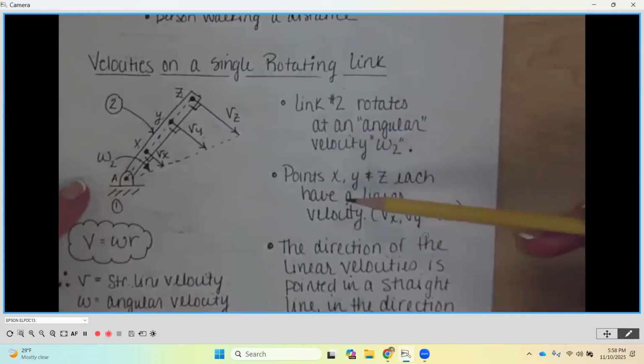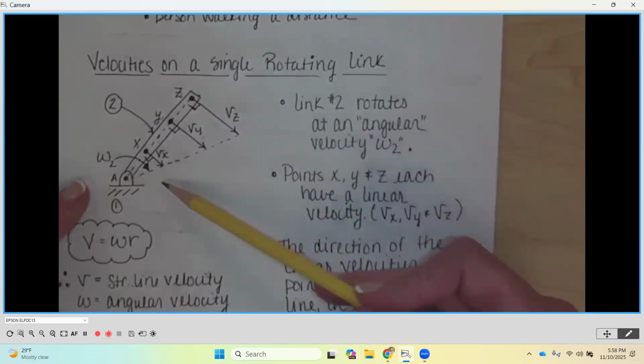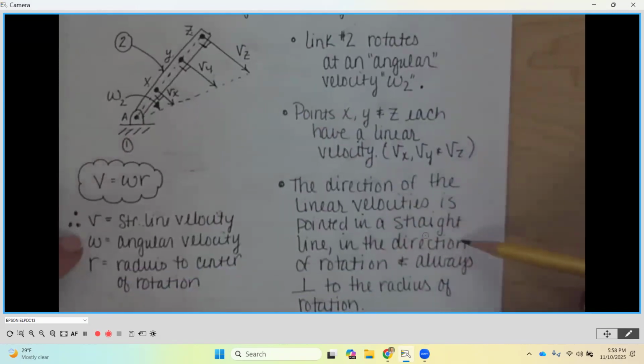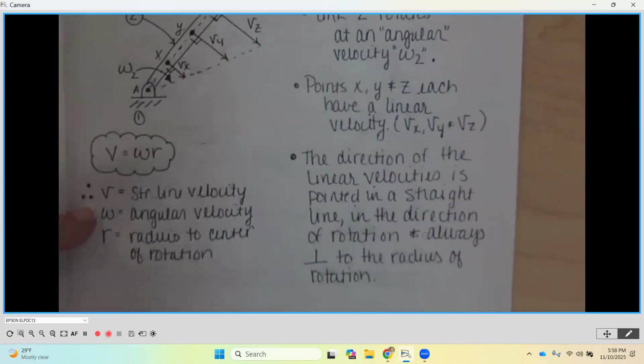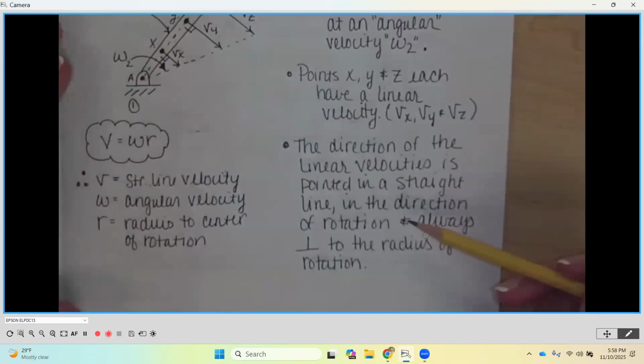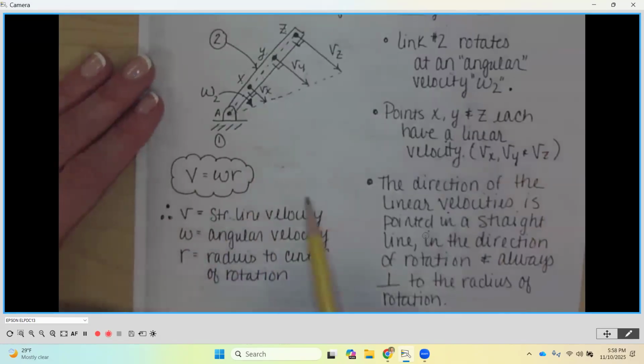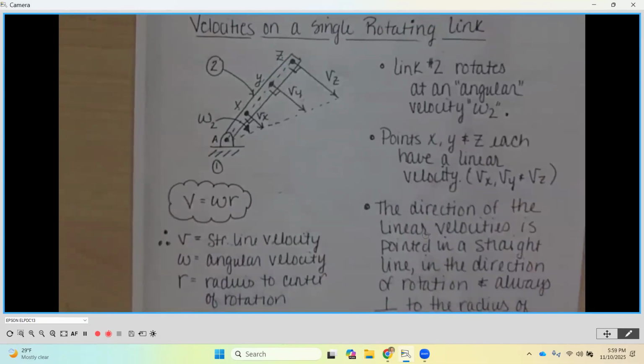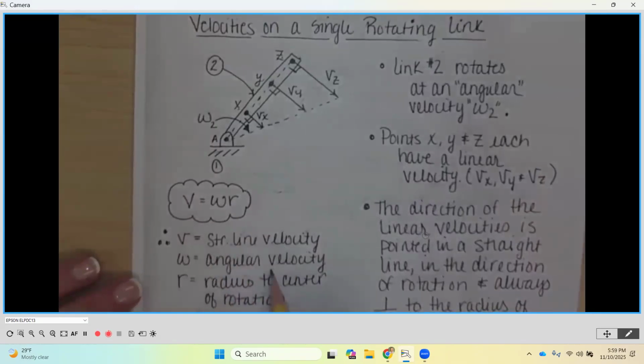We have points X, Y, and Z, each with a linear velocity, Vx, Vy, and Vz. The direction of those linear velocities is pointed in a straight line in the direction of rotation and always perpendicular to the radius of rotation, which we just talked about. And then here is the relationship of straight line velocity V, angular velocity W, and the distance that each one of these points is away from the center of rotation, R. Okay, so V is going to be equal to that straight line velocity, angular velocity, and radius.